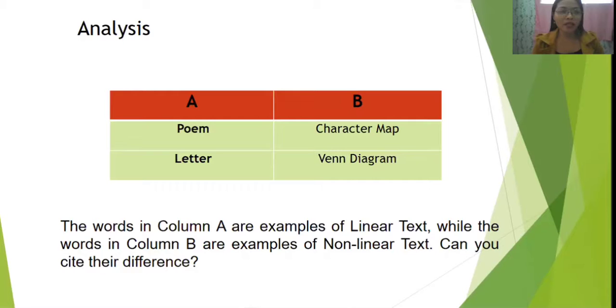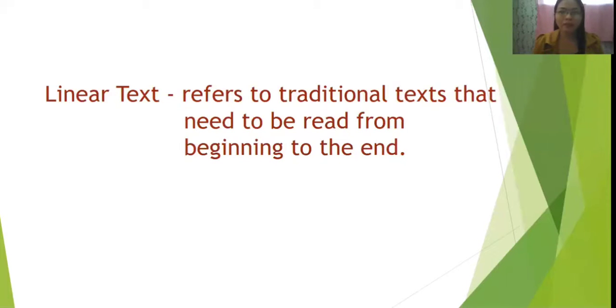Okay, the words in column A are examples of linear text, while the words in column B are examples of nonlinear text. Can you cite their difference? Information comes in various forms, and it can be transmitted not only through linear presentations, meaningful sentences, and paragraphs, but also through the use of graphs, tables, and charts.